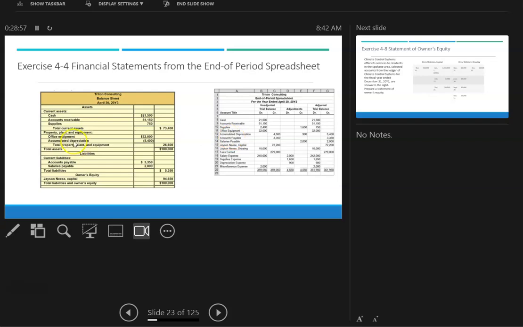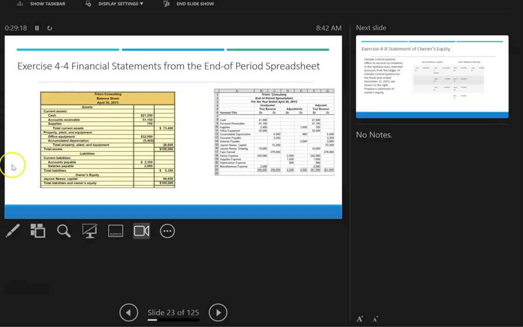And that's it. That's all we have for assets, property, plant, and equipment. We total our assets. They equal $100,000. Assets equal liabilities plus owner's equity. Just remember that, okay? That's what the balance sheet is.